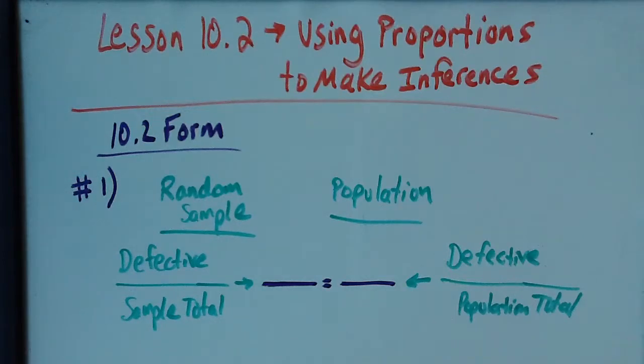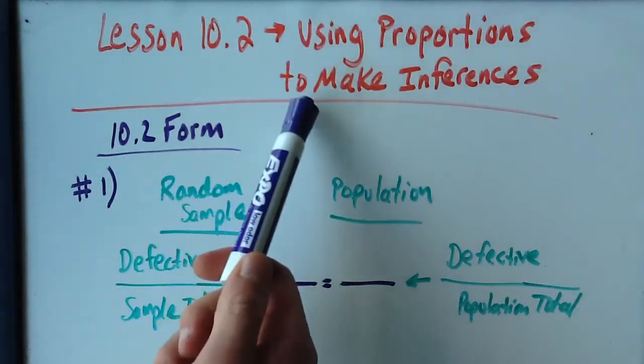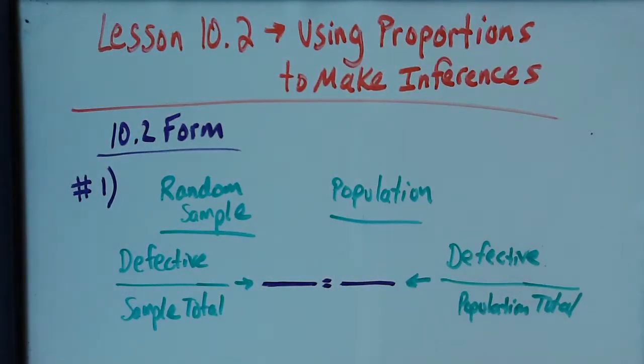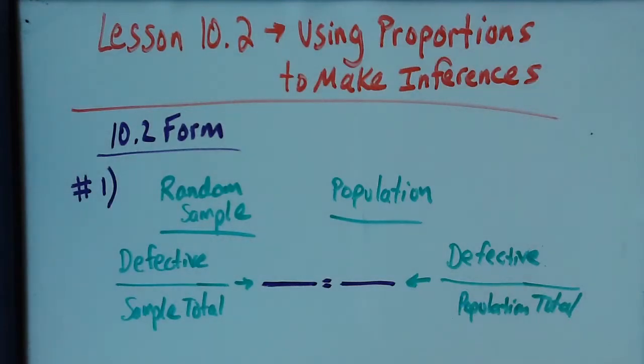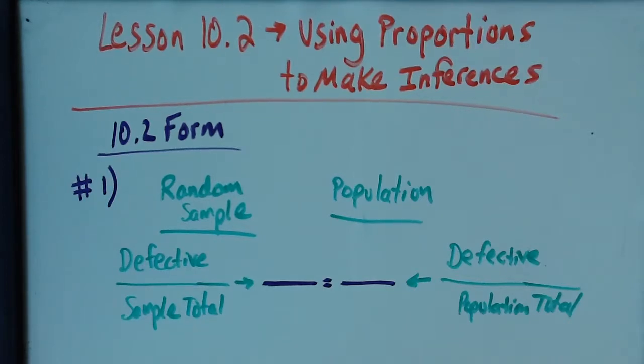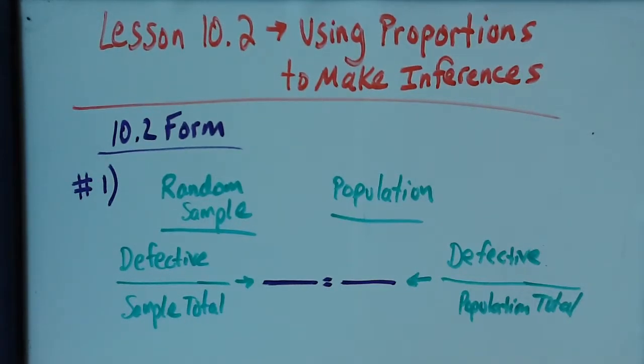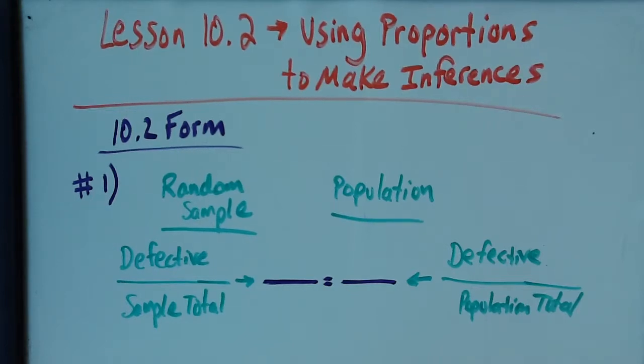Okay, 7th grade lesson 10.2. One of the things that we will do is use proportions to make inferences about a population. Now on 10.2 form number 1, it says this: a manufacturer fills an order for 4,200 smartphones. The quality inspector selects a random sample of 60 phones and finds that 4 are defective. How many smartphones in the order are likely to be defective?